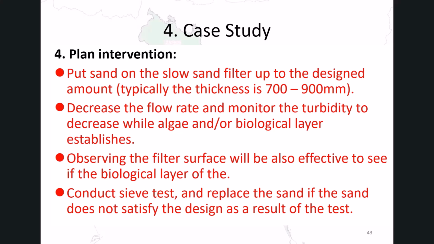The practical intervention is to restore the sand layer to its design thickness, typically between 700 and 900 millimeters. Filtration velocity should be reduced to allow the biological layer to re-establish while monitoring turbidity closely. Observing the filter surface helps confirm whether the biological layer is forming again. A sieve test should be conducted to check sand condition. If the sand does not meet design specifications, replacement of the filter media is necessary.